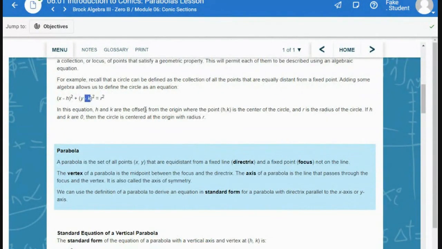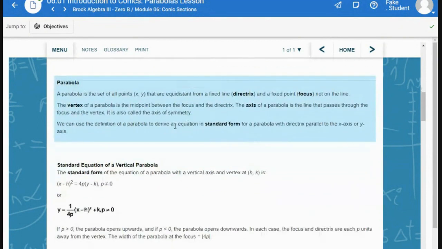And h and k are the offsets from the origin, where the point (h, k) would be the center of the circle instead of (0, 0). That's what the h and the k are. And of course, r is the radius of the circle. So if h and k are 0, the circle is centered at the origin with the radius r.